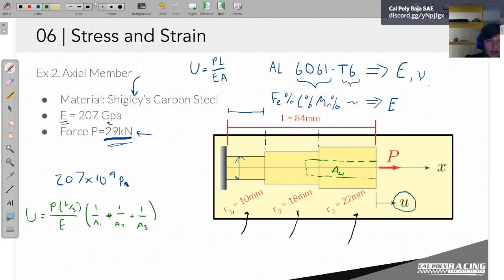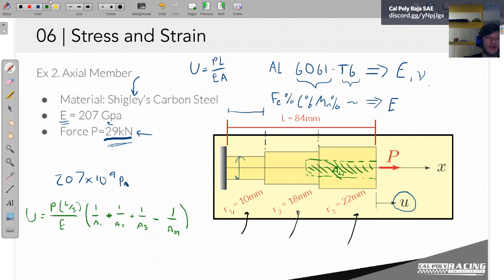Where's my eraser? If I wanted to, I could just subtract out, there we go. I could just say minus 1 over A4. You could think of this as like a negative area if you wanted. Some area that we're no longer talking about putting a stress on. But of course, that one would also be dependent on a different length.